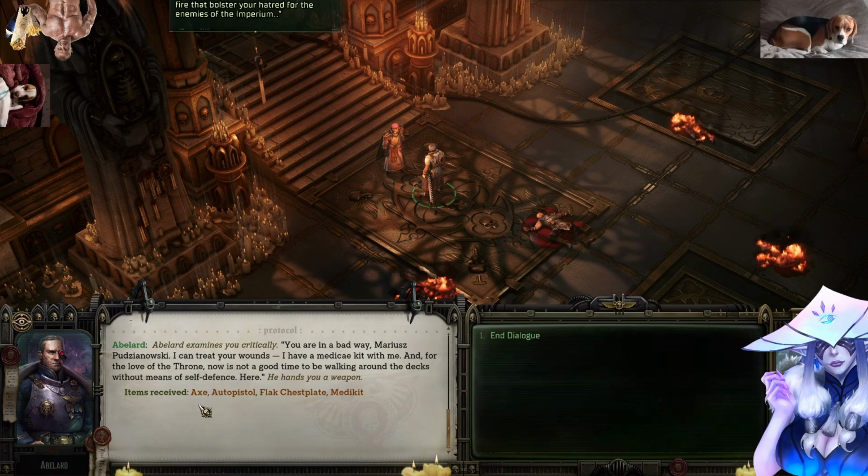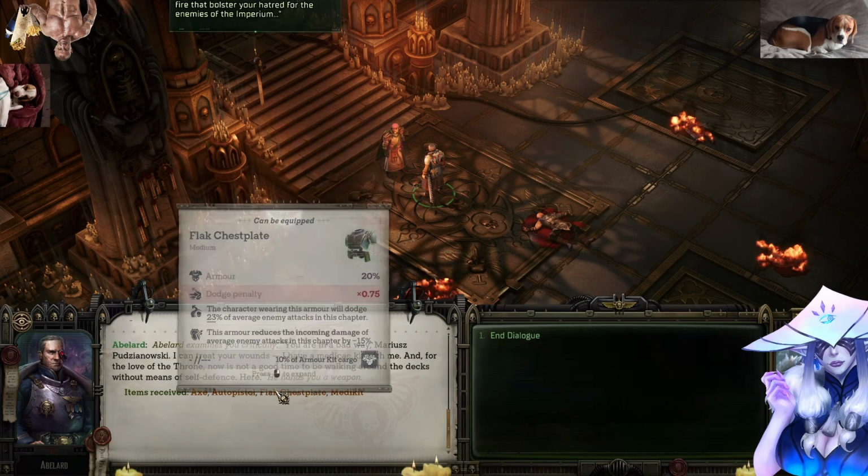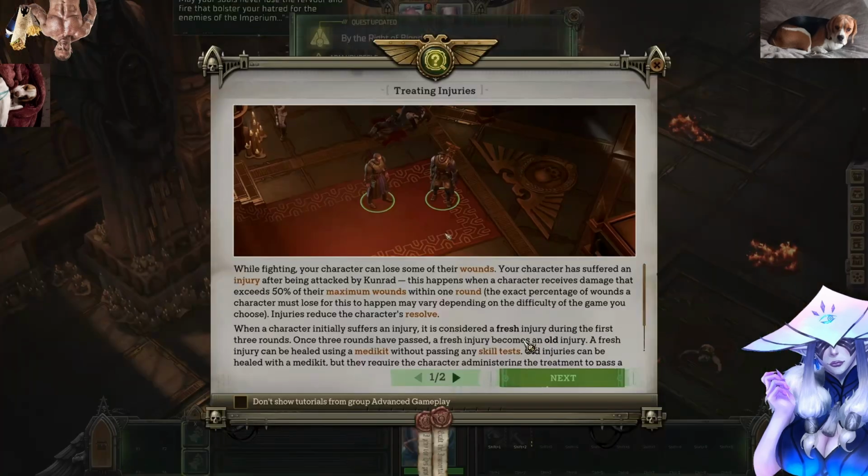It says a weapon, but I got an axe, an auto pistol, a flak chest plate, and a medikit.